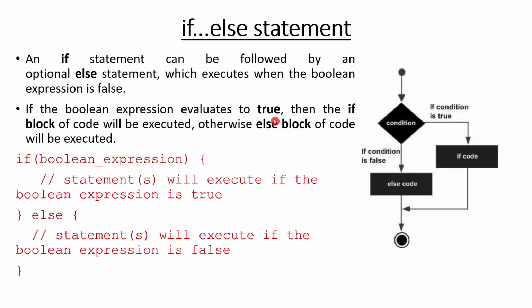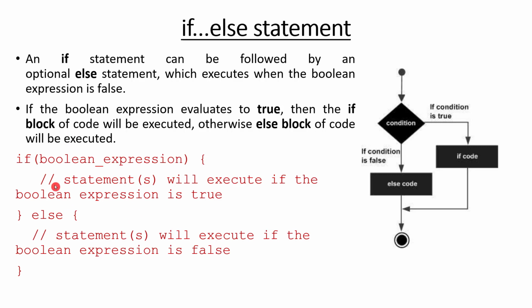We'll see the if else statement. This is basically one more branching added to the if statement. So you have a condition. If the condition is true, it will go to the if code. If the condition is false, then a set of else statements will be executed and give you the value. Previously you didn't have an else condition, because it would jump out of the program. Now you have an else condition. An if statement can be followed by an optional else statement, which executes when the Boolean expression is false. If the Boolean expression evaluates to true, then the if block of code will be executed, otherwise the else block of code will be executed.